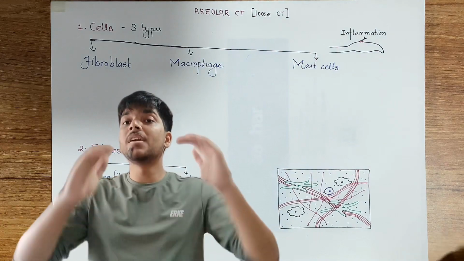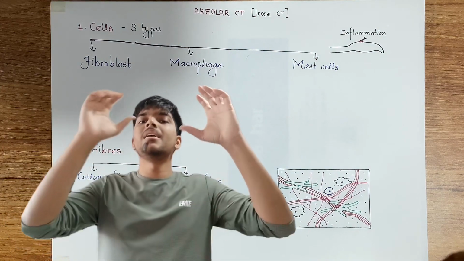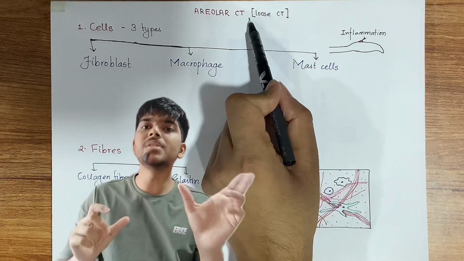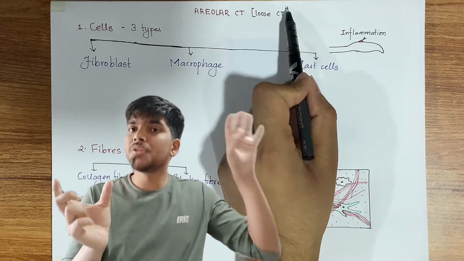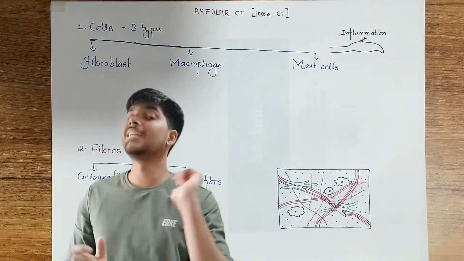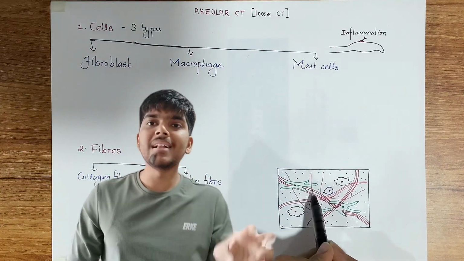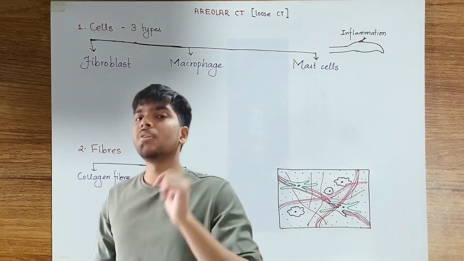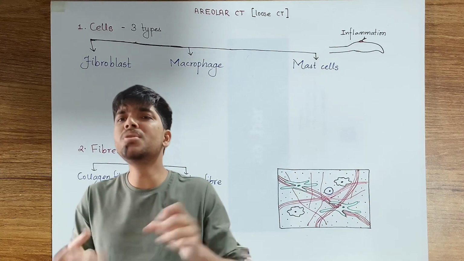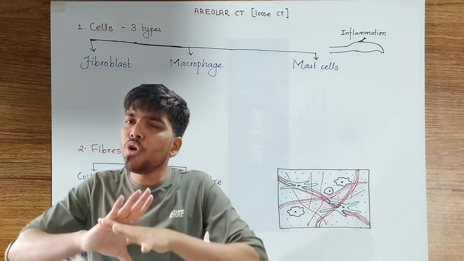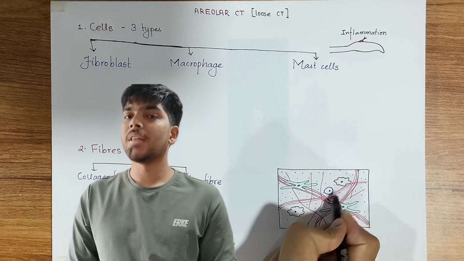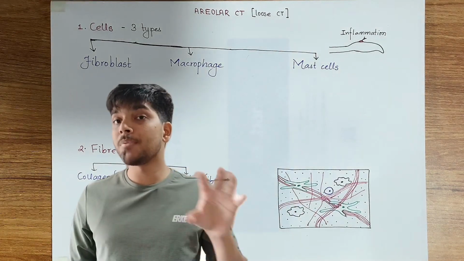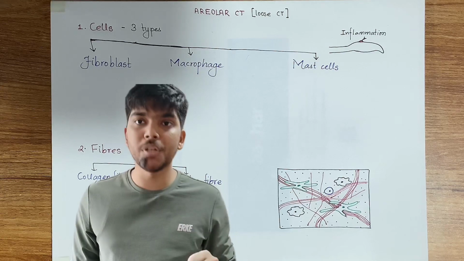Not only that, even under the topic of connective tissue proper, you have loose connective tissue and dense connective tissue. Areolar connective tissue comes under loose connective tissue. That's because the cells and fibers which are found in areolar connective tissue are loosely arranged. That is, they are not close to each other. There's a distance between them. That's why areolar connective tissue has been kept under the title of loose connective tissue.